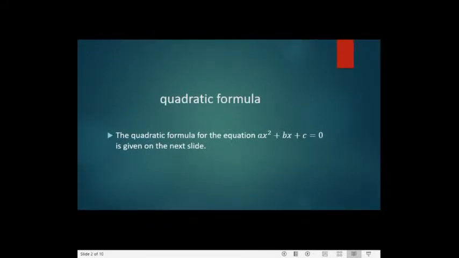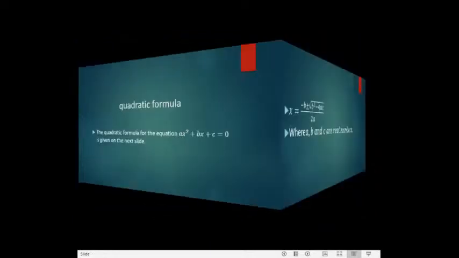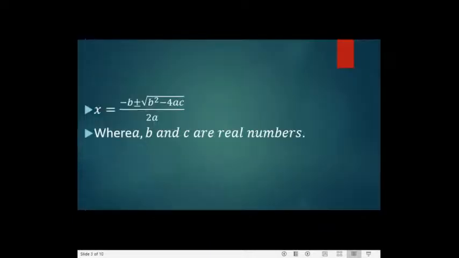So now the quadratic formula for the equation ax squared plus bx plus c is equal to 0 is given on the next slide. So this is the quadratic formula, and it is x is equal to negative b, positive or negative, the square root of b squared minus 4ac, divided by 2a, where a, b, and c are real numbers.